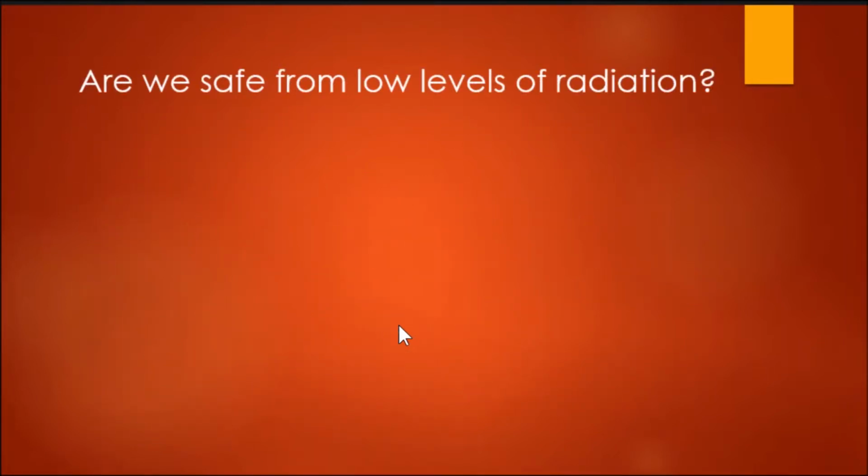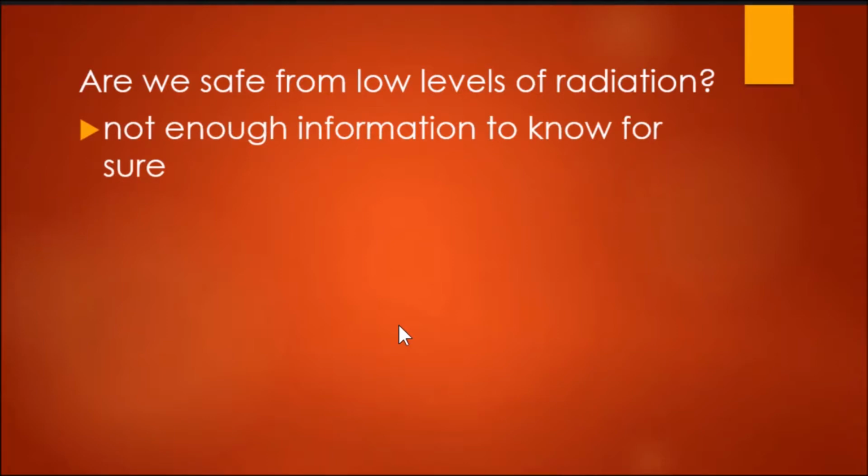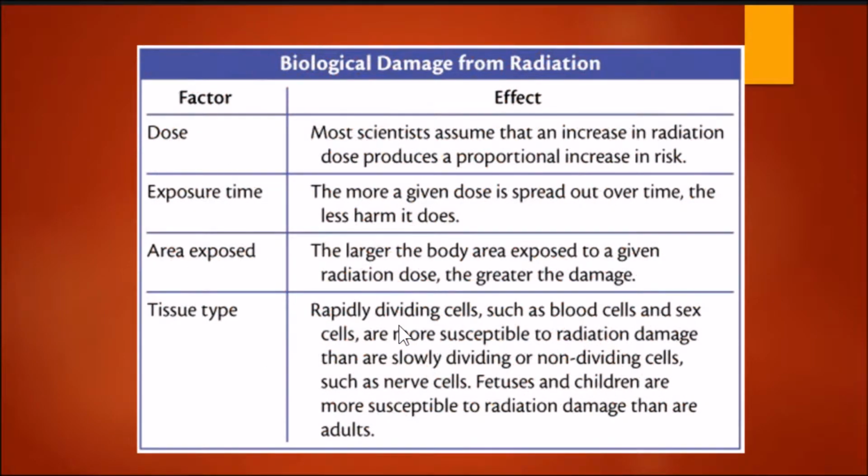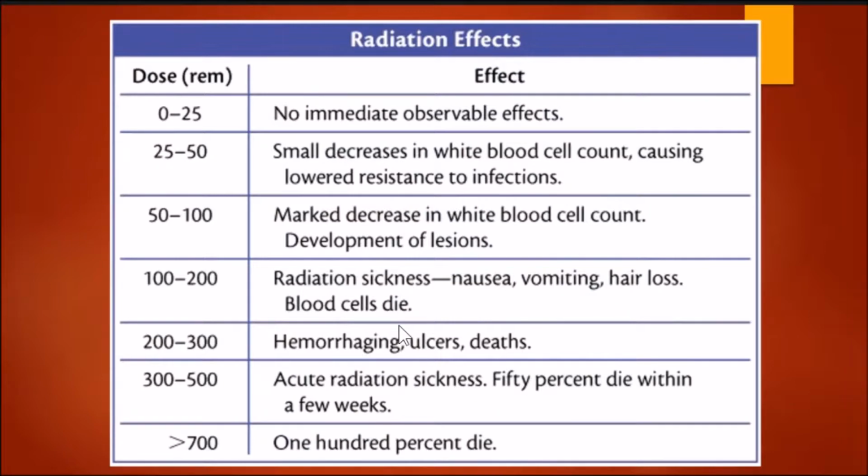Are we safe from low levels of radiation? To tell you the truth, probably not, but all that means is you're going to die at some point. How many millirems are we believed to receive a year? 150. We went over that. Okay, dose, exposure time, area time, all those are factors that are important.